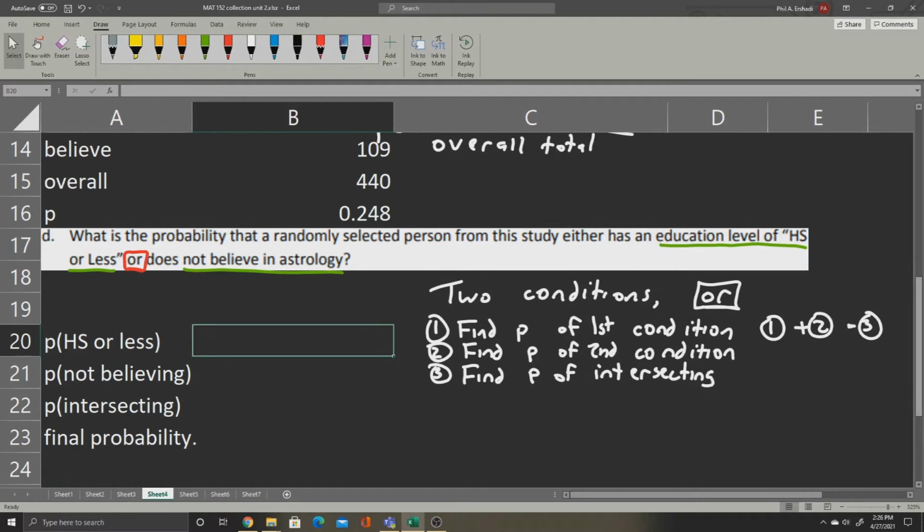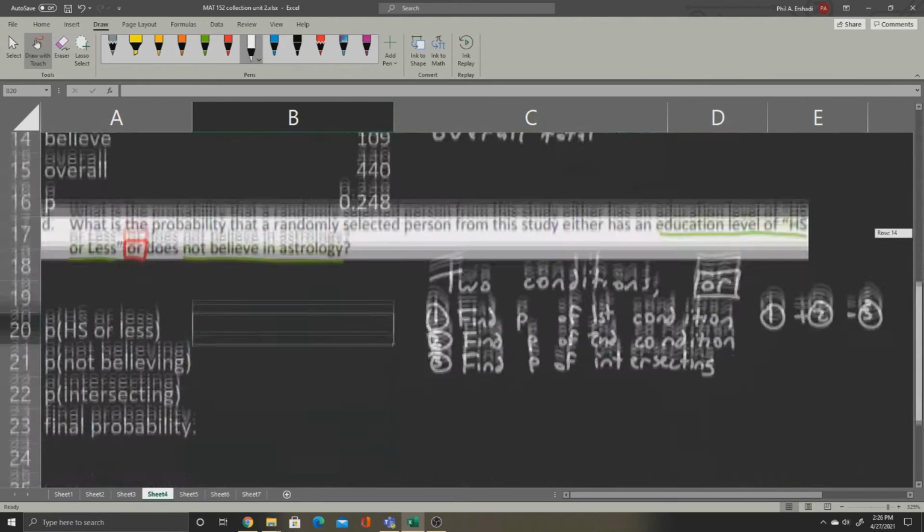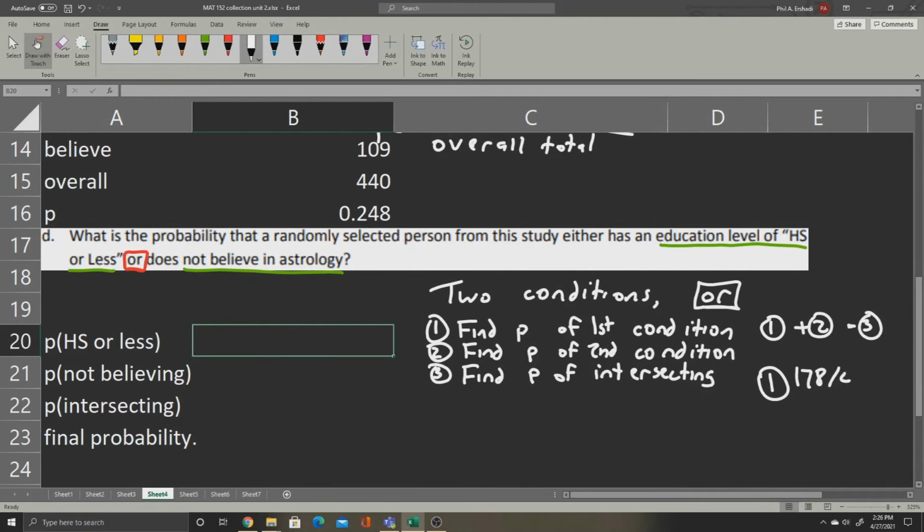First, let's look at the probability of having high school or less. We can see that having high school or less is one of our categories here. And the number of people who have high school or less is 178. Once again, this is going to be out of 440 people. So we'll say 178 over 440. We'll write it over by the side so we don't forget, and now we'll type it here. This gives us a very long decimal number. That's okay. We can just keep going.